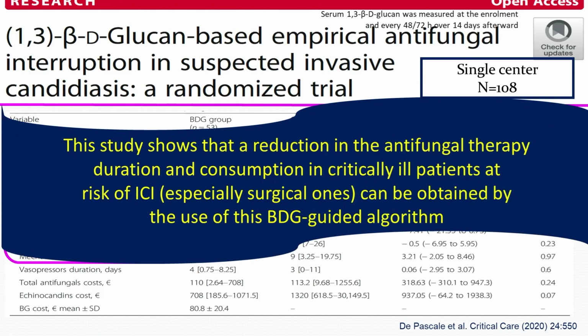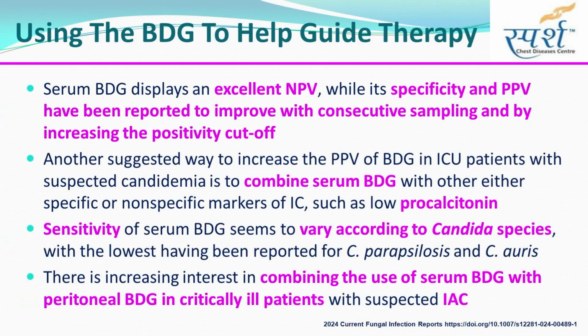I will take a few more minutes if it's possible, 3 or 4. So what about BDG? Excellent negative predictive value, but if you want to improve the positive predictive value, go with serial sampling. Send one. After day 2 or 3, send another if the first one was negative or borderline positive. A rising BDG favors use. Combine BDG with a low PCT, that indicates a better possibility.